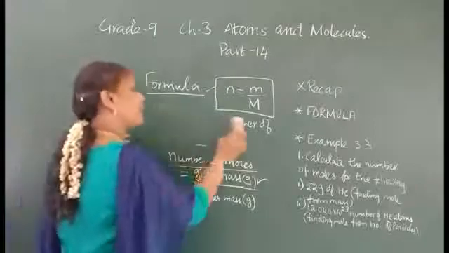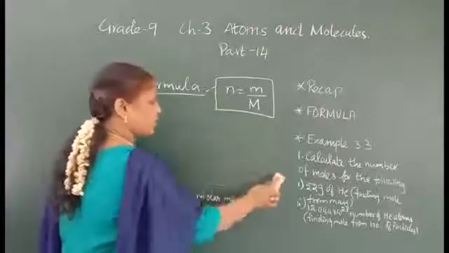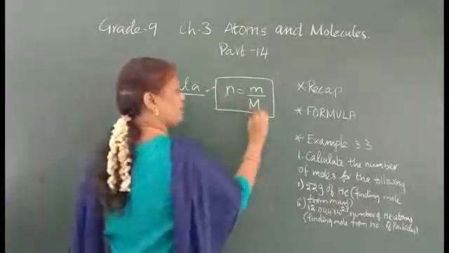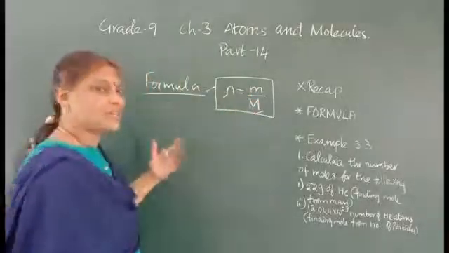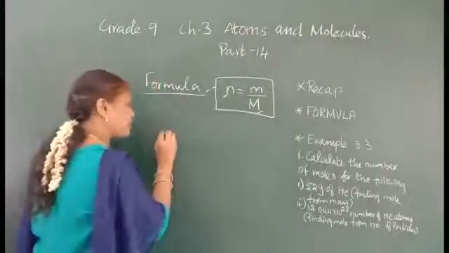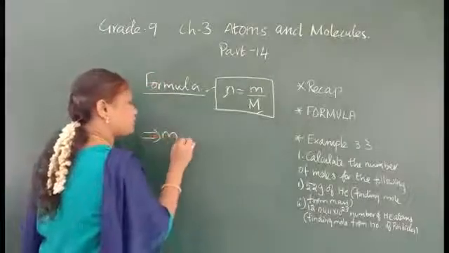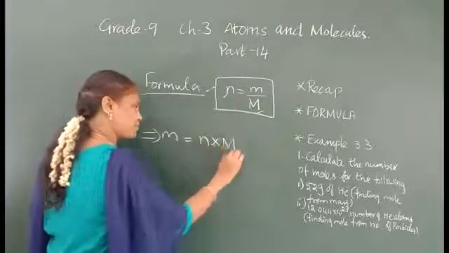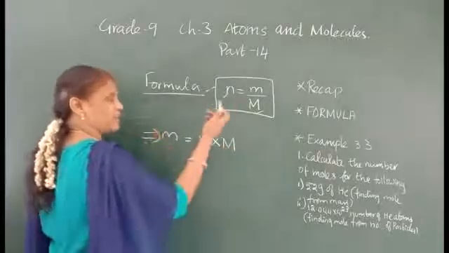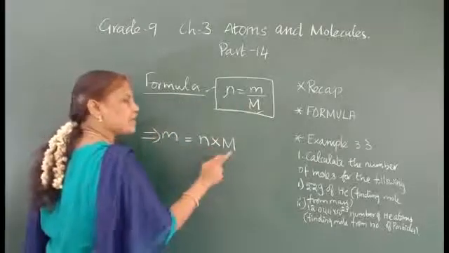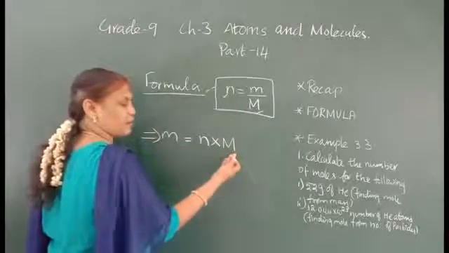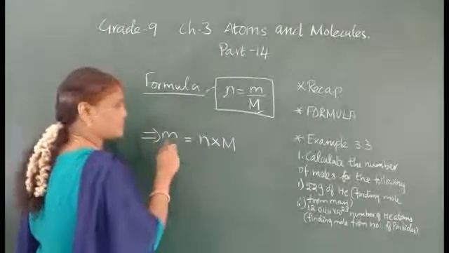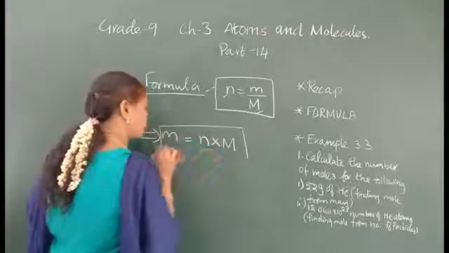If they have given the number of moles, and we will find the molar mass, then we should find the mass of the substance. Then the formula is what? m is equal to n into M. So if they have given the number of moles and we can find the molar mass, then they have asked the m value. This is the formula. These two formulas you should know.